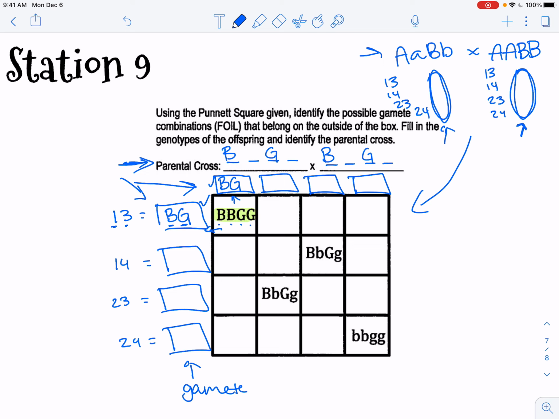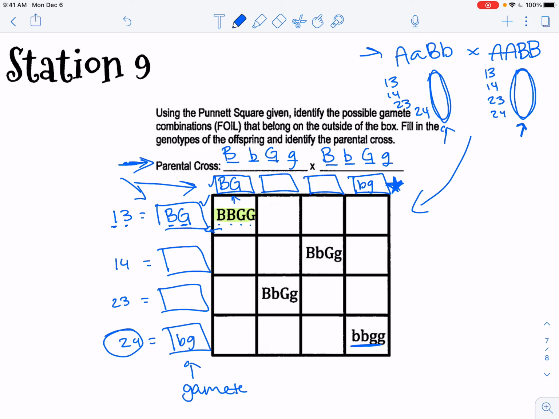We're missing position 2 and position 4. We'll look at right here. Position 2 and position 4. That's going to be this box over here too, right? So if I can solve that, then I'm done. Look right here. My only combinations, right? I've got a little b and a little g. And a little b and a little g.